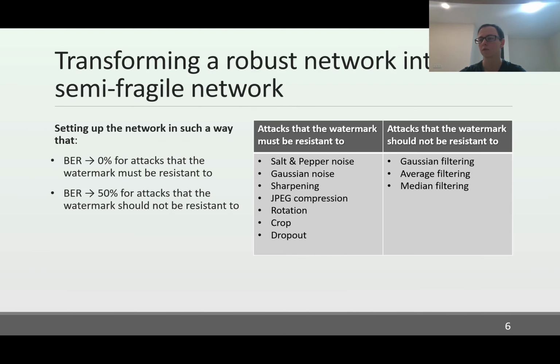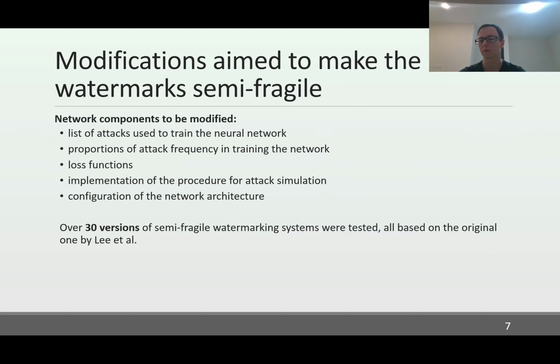To make the network semi-fragile, the attacks have been divided into two groups. For the group of attacks that are robust, the bit error rate should tend to 0, and for the group of attacks that should not be robust, the bit error rate should tend to 50%. The second group of attacks includes Gaussian, average and median filtering, as they all affect the image quality. And the first group includes all other attacks.